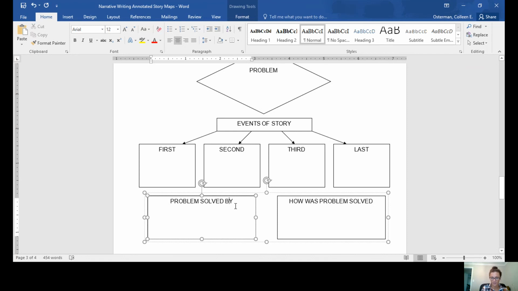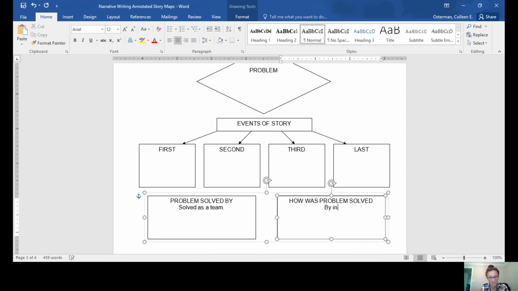Problem solved. Well, this is the solution or the resolution. Oh, sorry, problem solved by. It was solved by me, but not by myself. It was solved as a team, because that was what I had to decide, that I can't do it all, that I needed support and that we need to work together. So how is it solved? By understanding that I can't do it all.